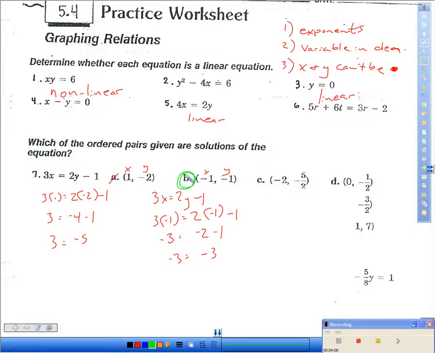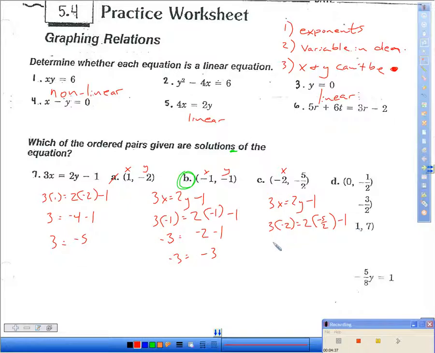Okay, but in the instructions, which of the ordered pairs given are solutions of the equation? So we said today that this S tells us a lot. That means that there could be more than one solution. So we need to check options C and D as well. On C, we're going to do 3x equals 2y minus 1, and we know that the x value is negative 2. So 3 times negative 2 equals 2 times negative 5 halves minus 1.